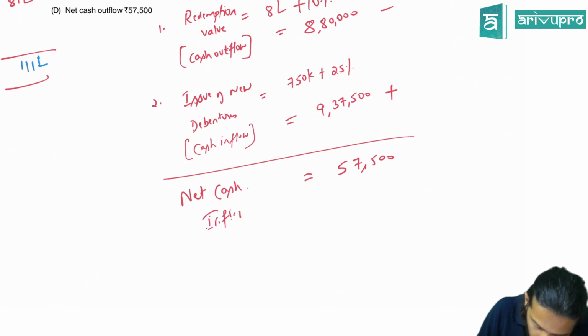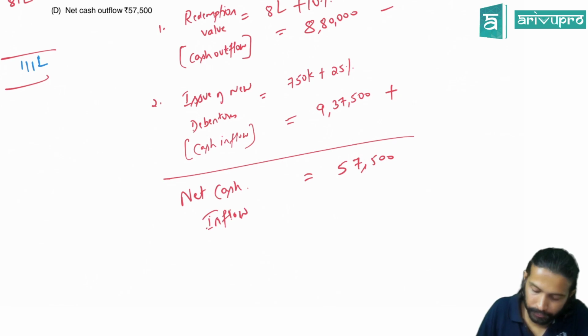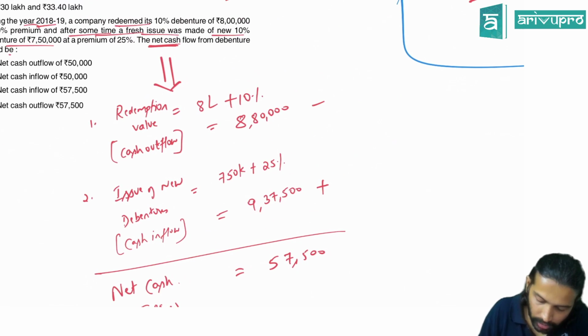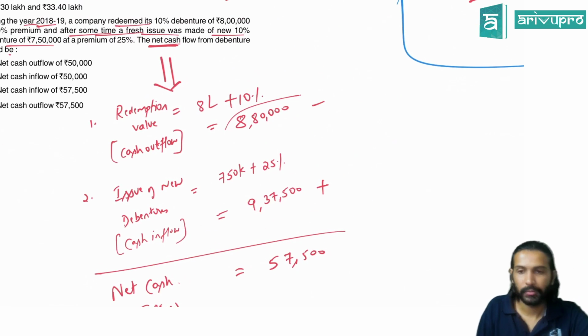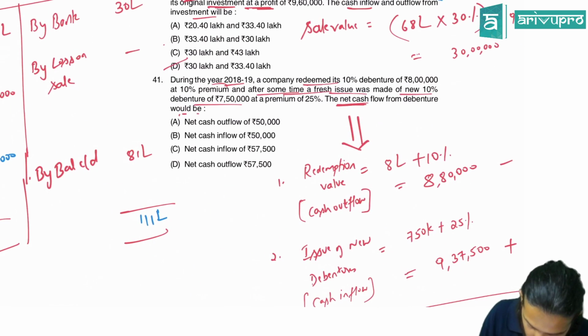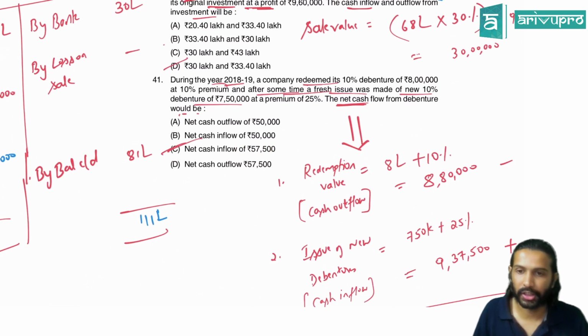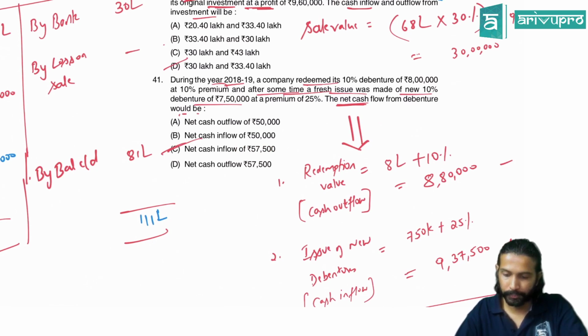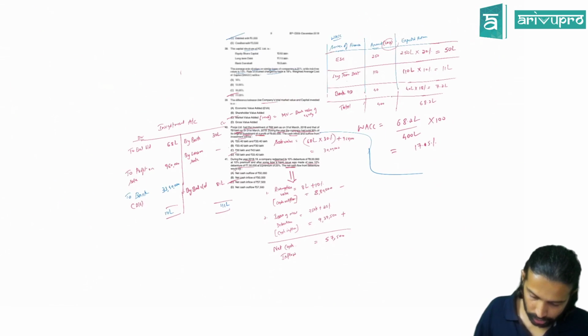Why? The issue value is higher. Because this is higher, no? If the outflow value was higher, I would have written net cash outflow. So this is 57,500 net cash inflow. Always watch out for that also. So the option should be net cash inflow 57,500. See, Chennai should be the right option there. So this is about 41.